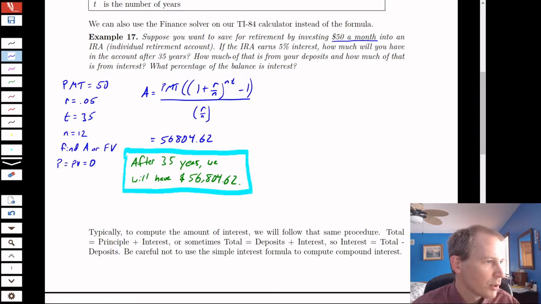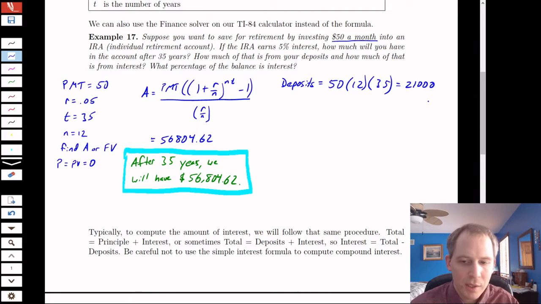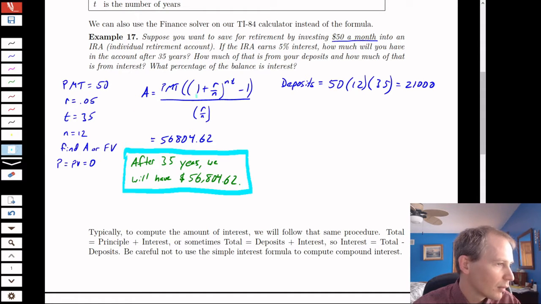So, on to the next question. How much of that is from your deposits and how much of that is from interest? Okay, so I'm going to first find out how much comes from deposits. We're depositing $50 a month, 12 times a year for 35 years. So I'm just going to take 50 times 12 times 35, and I get 21,000. So we deposited 21,000 over the course of 35 years.